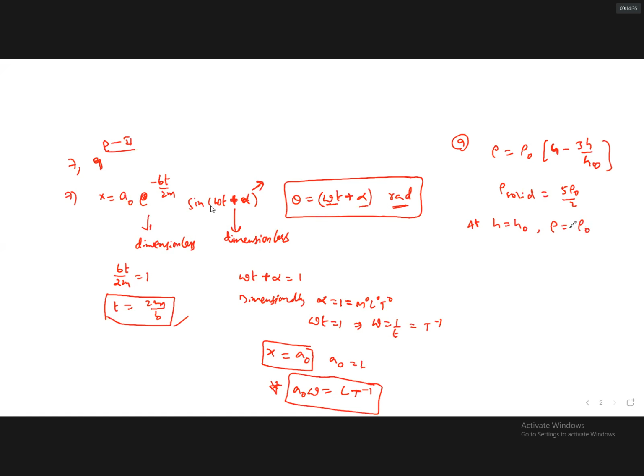4 minus 3, it should be rho naught. Therefore, initially the solid is at the depth h naught. When h is equal to 0, we get 4 rho naught.